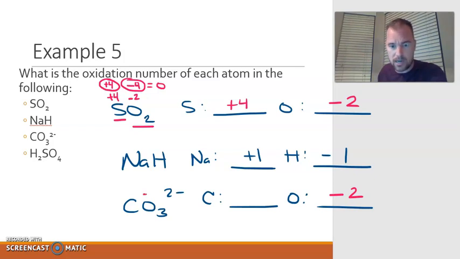Okay, now oxygen's -2, but notice there are 3 of them. So what's the total for oxygen? -6, right? Well, what's the total for carbon have to be if when you add them up, you end up getting a -2? Because -2 is the total here, right? So these two added together should equal -2, not 0. Well, it would be +4. And that +4 is divided up over 1 carbon. So +4 must be the oxidation number for that carbon. We're going to do this last one in the next video.